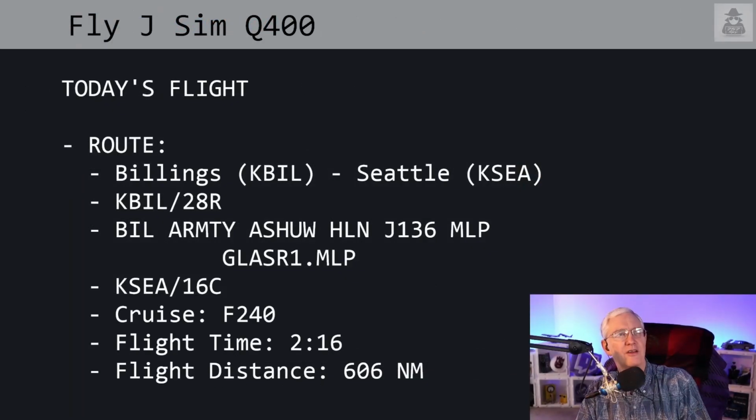Here's our flight data today. We're taking off of runway 28 right off of Billings Logan, and a couple of checkpoints into the Glazer 1 arrival into Seattle via Mullen Pass. We're going to be landing on runway 16 center right now.